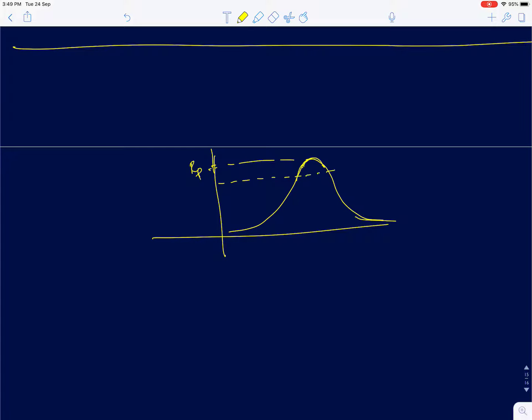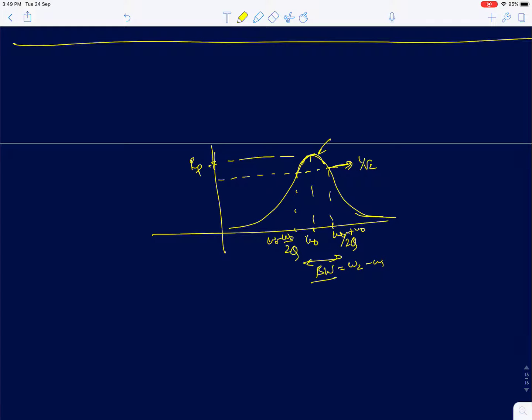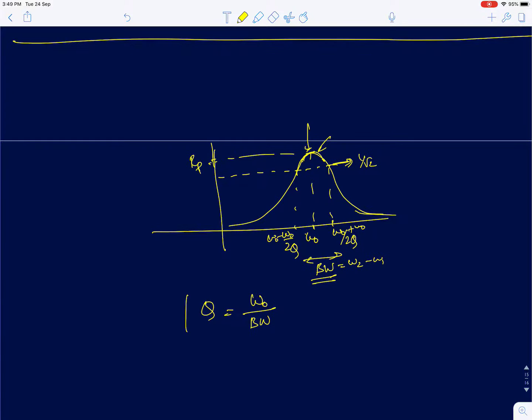Okay. Now we discussed in the last class a parameter called bandwidth. So we have omega naught plus omega naught by 2Q, and omega naught minus omega naught by 2Q, as you know, the 3 dB frequency points, where the value reduces to 1 by root 2 of its peak value. Now the bandwidth is simply omega 2 minus omega 1. From the graph you can compute the bandwidth, and you'll also know omega naught. Then if you take the ratio of omega naught by bandwidth, you get the value of Q. Okay, so that's what we discussed in one of the previous lectures. So given a frequency response, you can find the value of Q.